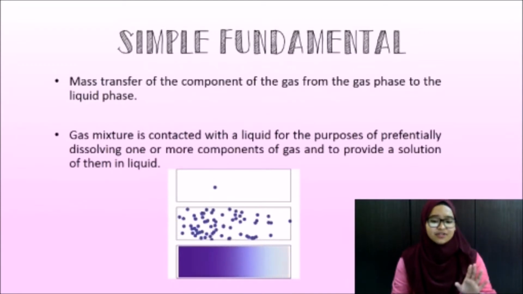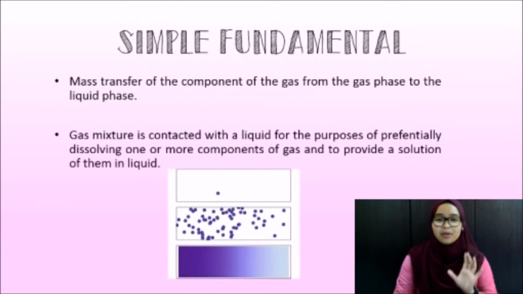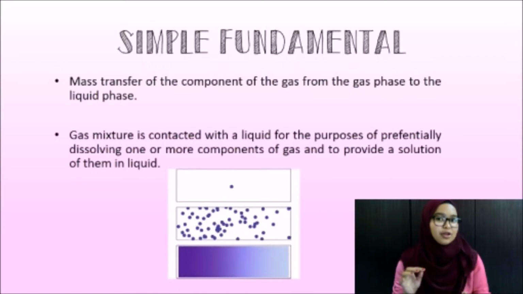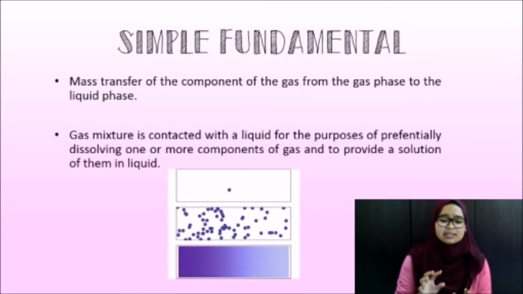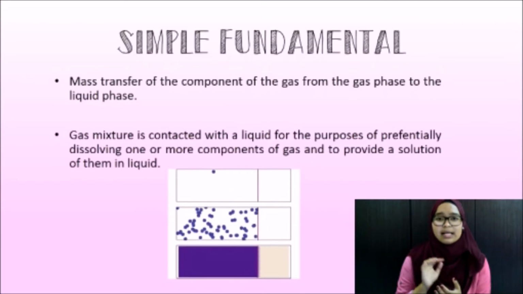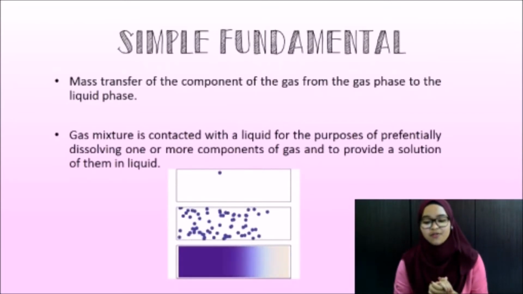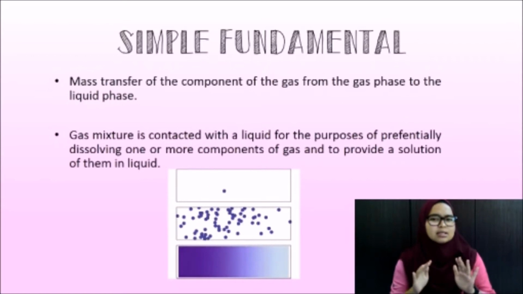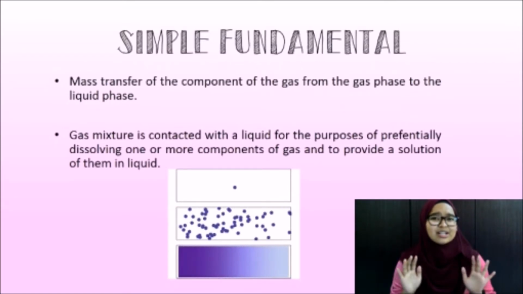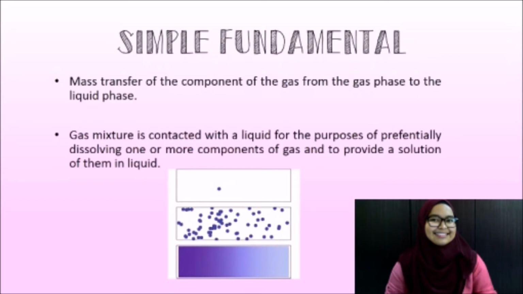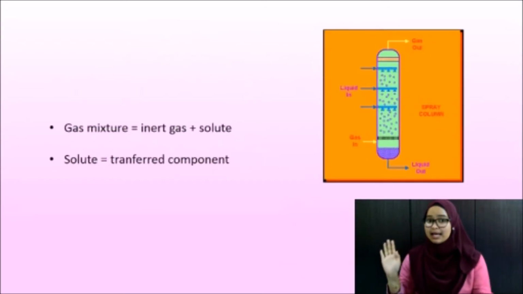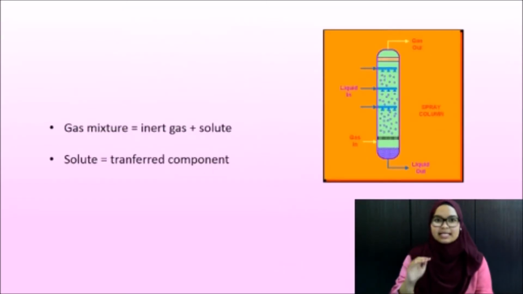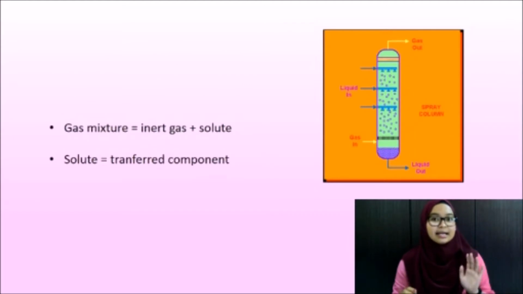Firstly, mass transfer of the component of the gas from the gas phase to the liquid phase. Next, the gas mixture is contacted with a liquid for the purpose of preferentially dissolving one or more components of the gas to provide a solution of them in the liquid. Refer to this absorption column. The gas mixture is inert gas plus solute, while the solute is the transferred component.